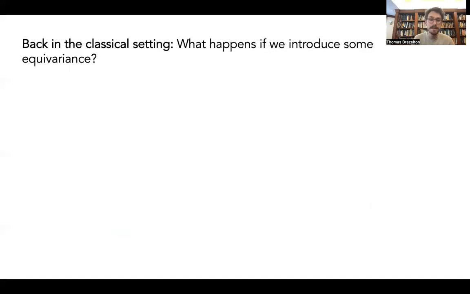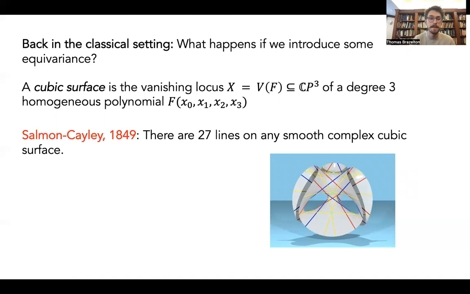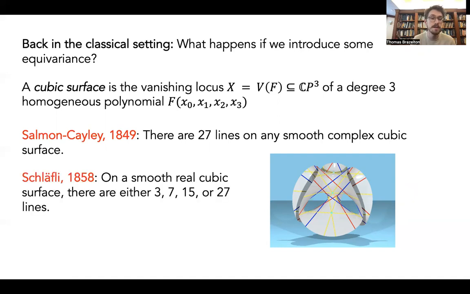So if we go back to the classical setting, we can ask what happens if we introduce some equivariance into the picture. Recall that a cubic surface is the vanishing locus of a degree 3 homogeneous polynomial sitting inside of CP3. Salmon and Cayley proved that there are 27 lines on any smooth complex cubic surface, but this doesn't hold over the reals. Schläfli later proved that on a smooth real cubic surface, we see either 3, 7, 15, or 27 lines.